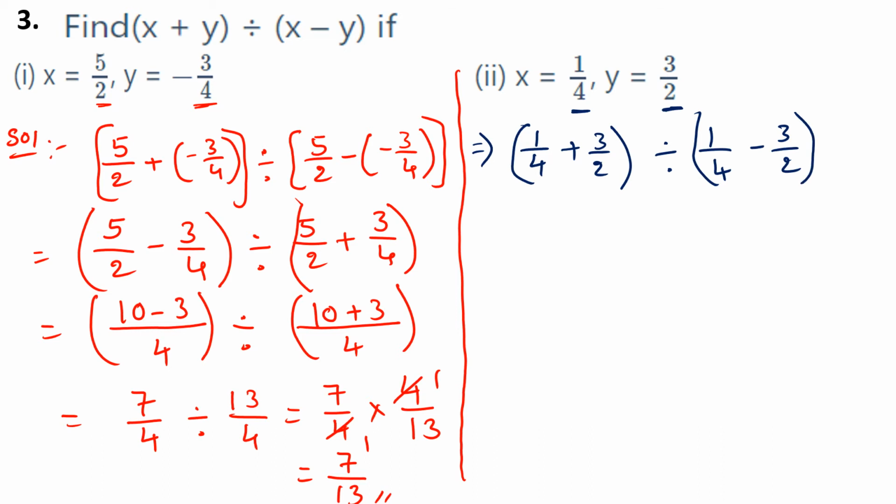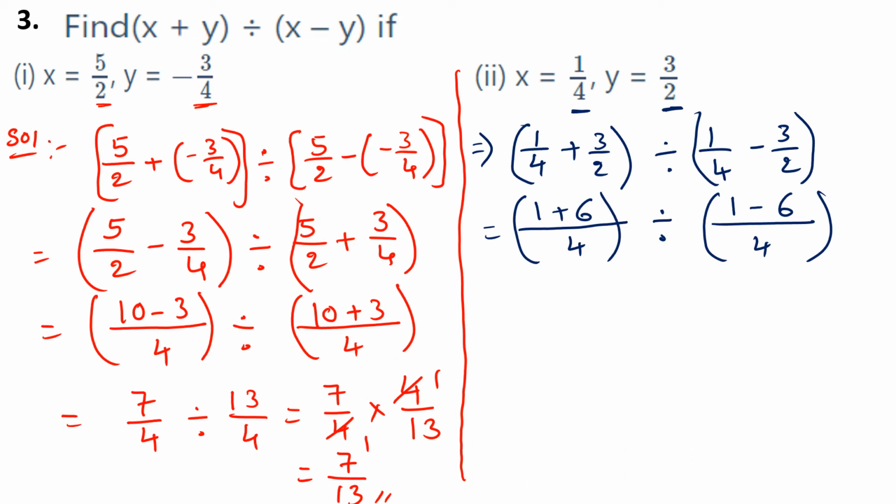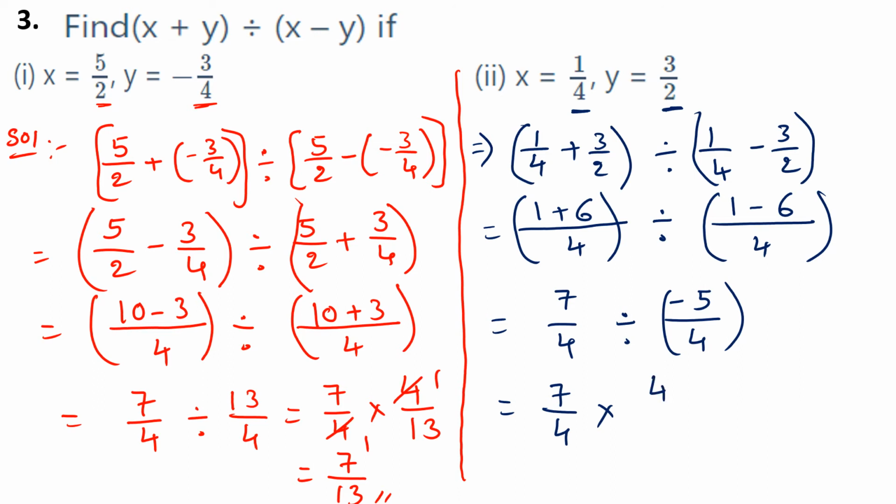In both the fractions, the LCM is 4 only, right? So it is 1 plus 2 2s are 4, and 3 2s are 6. Divided by, here also 4 is the LCM, that is 1 minus 6. Now 1 plus 6 is 7 by 4, and divided by 1 minus 6, that is minus 5 by 4. Now write 7 by 4 into the reciprocal of minus 5 by 4, which is 4 by minus 5.